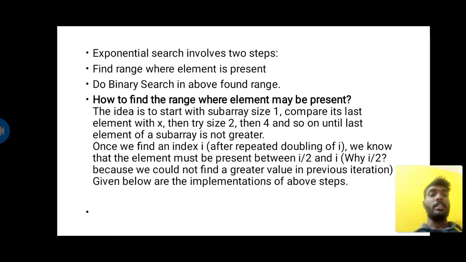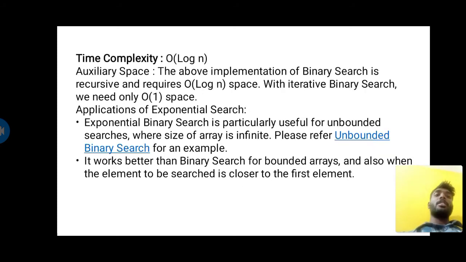Once we find an index i after repeated doubling, we know that the element must be present between i/2 and i. Why i/2? Because we could not find a greater value in the previous iteration. Given below are the implementations of the above steps. Time complexity: O(log n). Auxiliary space: the above implementation of binary search is recursive and requires O(log n) space. With iterative binary search, we need only O(1) space.